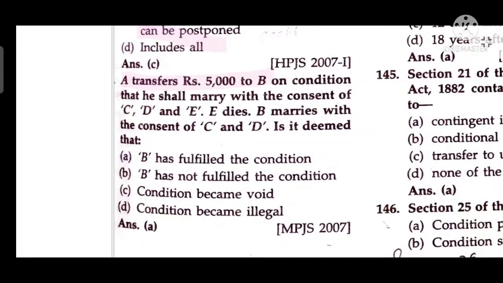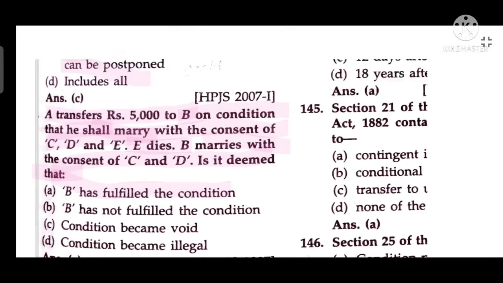A transfers rupees 5,000 to B on the condition that he shall marry with the consent of C, D, E. E dies. B marries with the consent of C and D. It is deemed that B has fulfilled the condition.